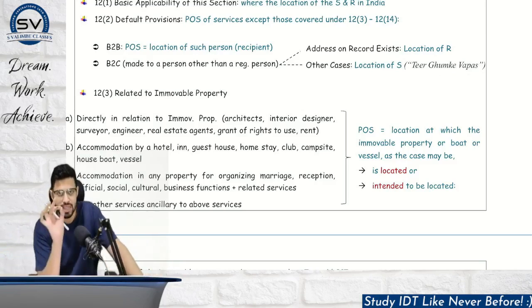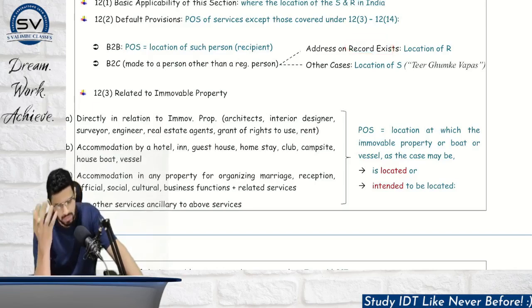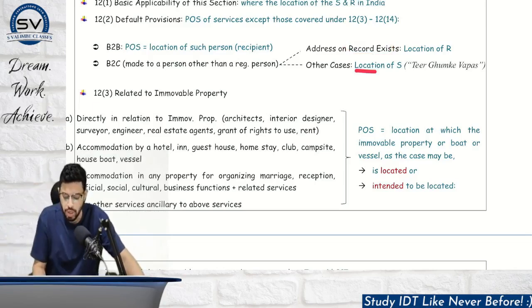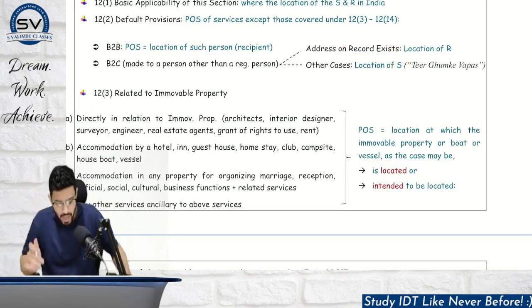Meaning, if it is a B2C transaction, ask if the location of the recipient exists on the record of the supplier. On record means basically my books, my records, right? If yes, that location will be the place of supply. If no, then the location of the supplier will be the place of supply. Okay, can I move ahead?